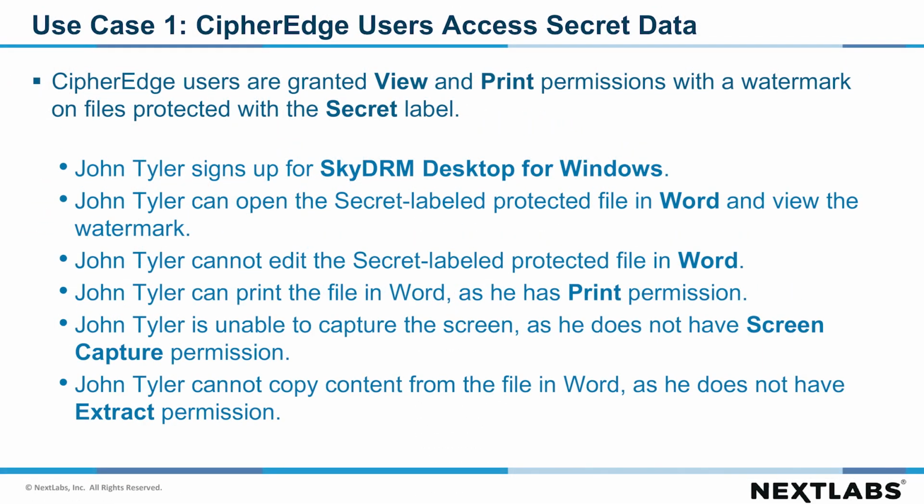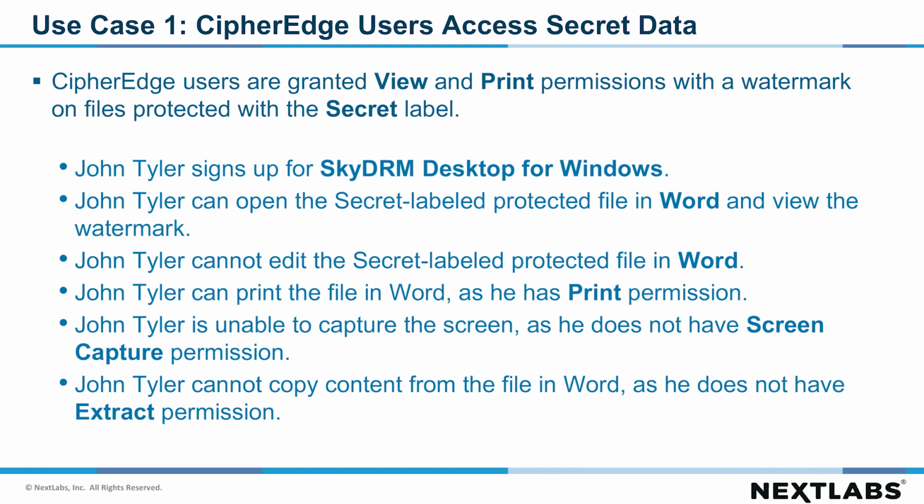Use case 1: CipherEdge users are granted view and print permissions with a watermark on files protected with the secret label. In this use case, we will demonstrate the following. John Tyler signs up for SkyDRM Desktop for Windows. John Tyler can open the secret labeled protected file in Word and view the watermark.